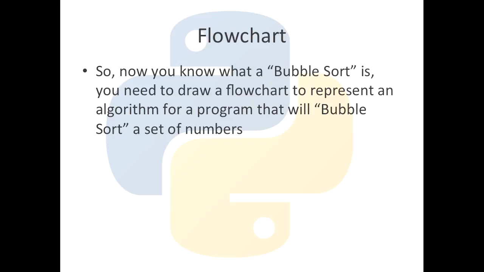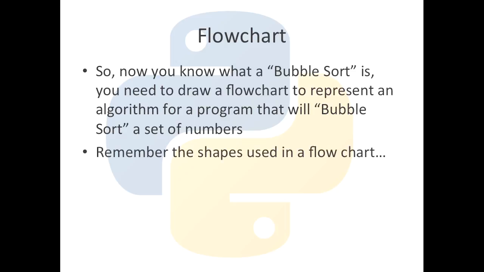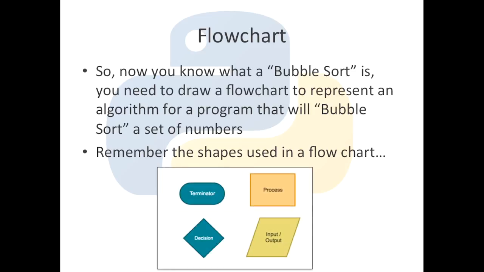So now we know what a bubble sort is, we need to draw a flowchart to represent the algorithm for the bubble sort. Remember the shapes that you used in the flowchart previously, as these are the shapes that you're going to use today. We have the terminator for the start and end, the decision for any decisions that need to be made, a process for something that has to be done, and we use the input-output shape for any inputs that the user might make or any outputs to the display, such as print.